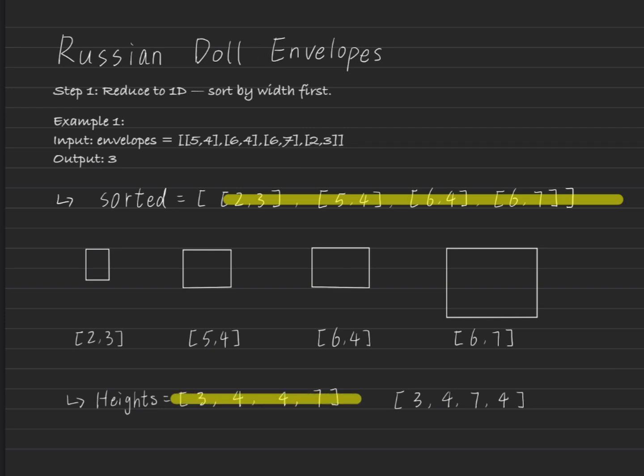3, 4, 4, 7. However, there's one caveat. What if the heights are strictly increasing, but the widths are the same? For example, [6,4] and [6,7]. [6,4] does not fit into [6,7] based on our requirements. To resolve this, we need to sort the list by a secondary index, its height, in decreasing order. So, flip these two elements, and the new heights array is 3, 4, 7, 4. This way, we prevent the situation where the heights are strictly increasing, but the widths are the same.